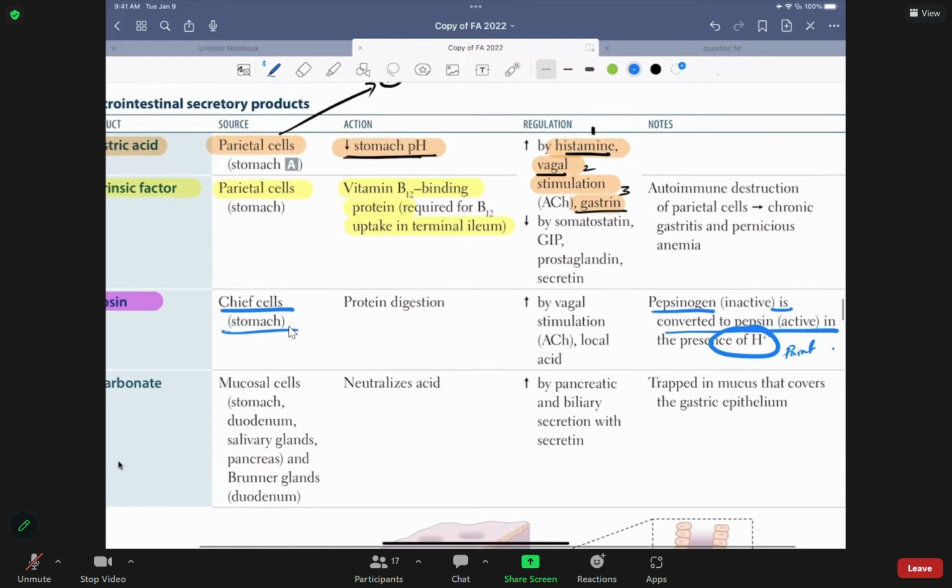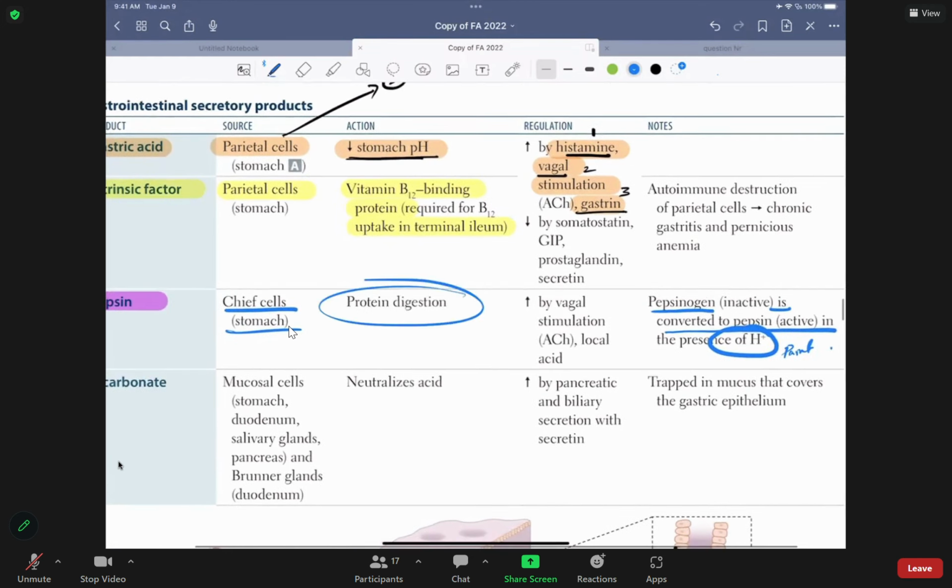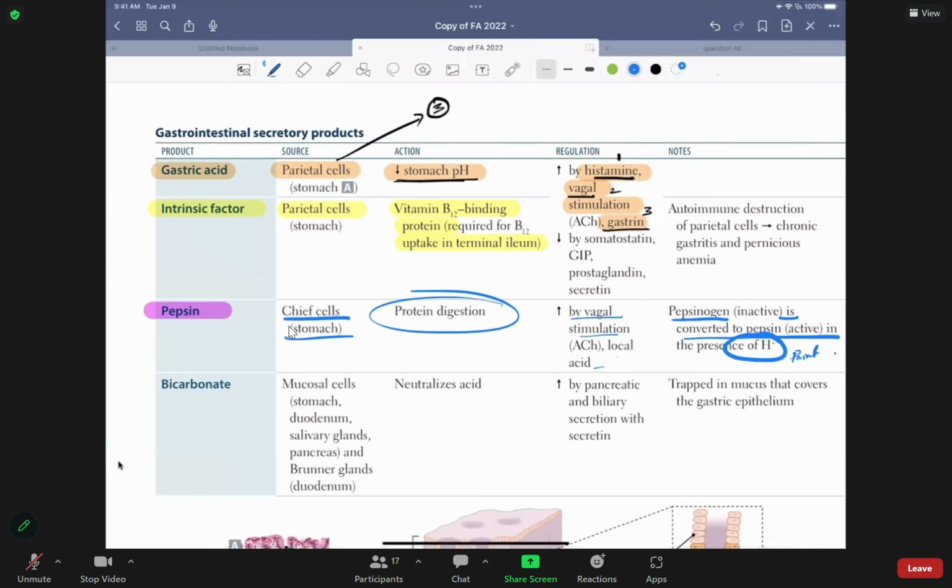Okay. Why do you need pepsin? To digest protein. It digests protein, so we could reabsorb all the protein. When do you stimulate it? Vagal stimulation and local acid. But the most important thing, folks, if you eat a lot of protein, let's say you are drinking a protein shake, eating a lot of protein, and you are taking omeprazole, what happens? Would you reabsorb any of the protein you took?